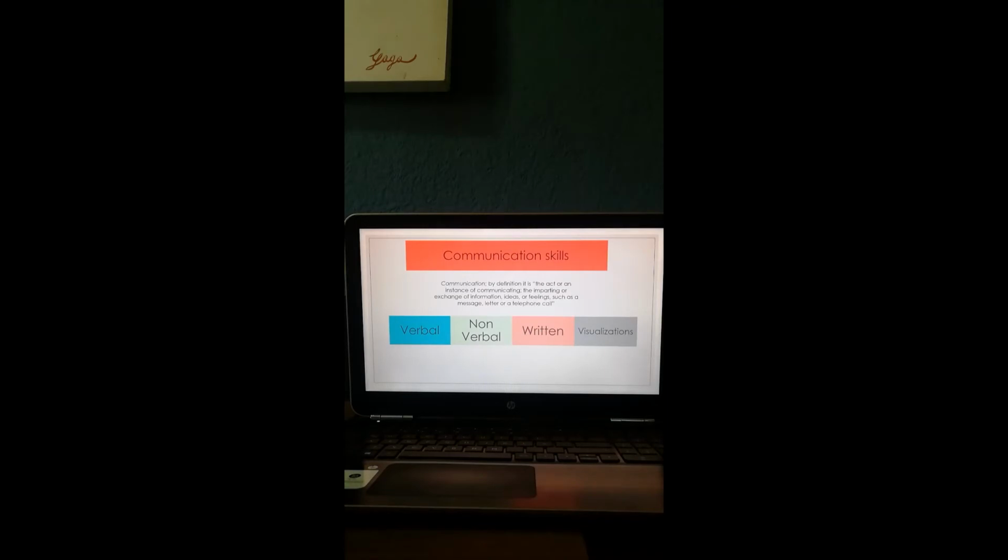Verbal communication is face-to-face, telephone, radio, television, and other media. Non-verbal communication is body language, gestures, how we dress or act. Written communication could be letters, emails, books, magazines, the internet, WhatsApp, and Snapchat. And for visualization, it could be graphs, charts, maps, logos, and other visualizations that can communicate a message.